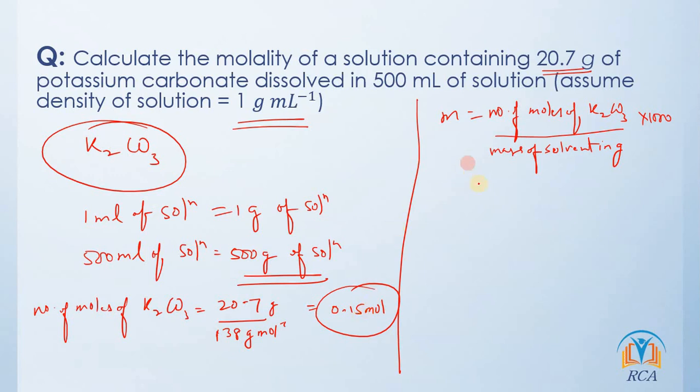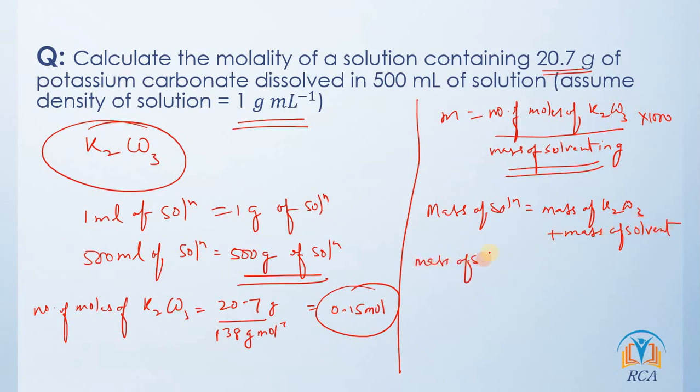Now there is one more thing we require: the mass of solvent. Obviously it's going to be water in this particular case, because potassium carbonate is dissolved into water to make a solution. Then the mass of solvent. Now this is an interesting thing. How do we calculate that? We have the mass of solution. What is the mass of solution? Mass of solution is 500. But how is the mass of solution made up? Mass of solution is made up of the mass of potassium carbonate plus the mass of solvent, which is going to be water. Then how do we calculate the mass of solvent?